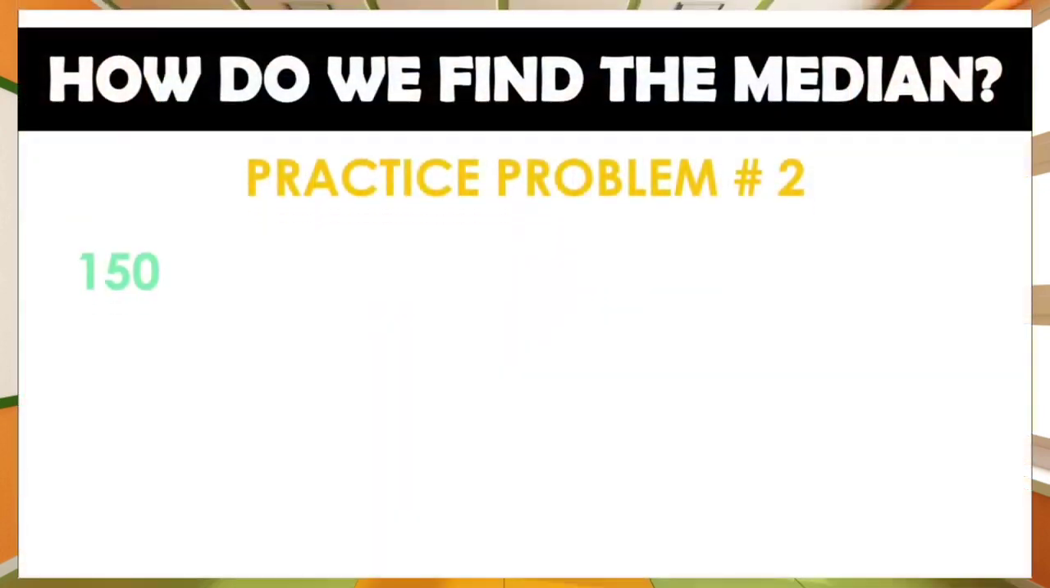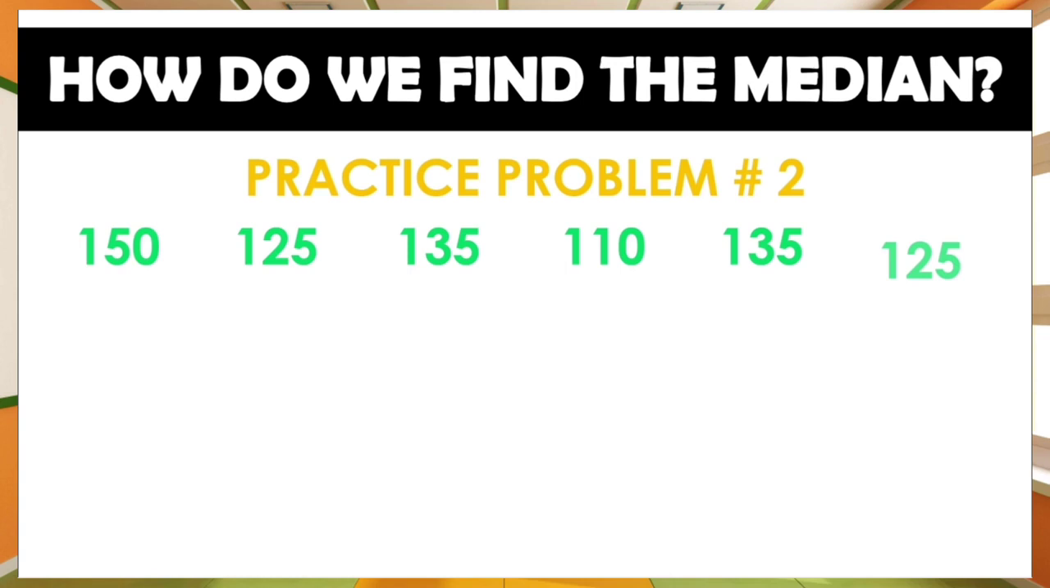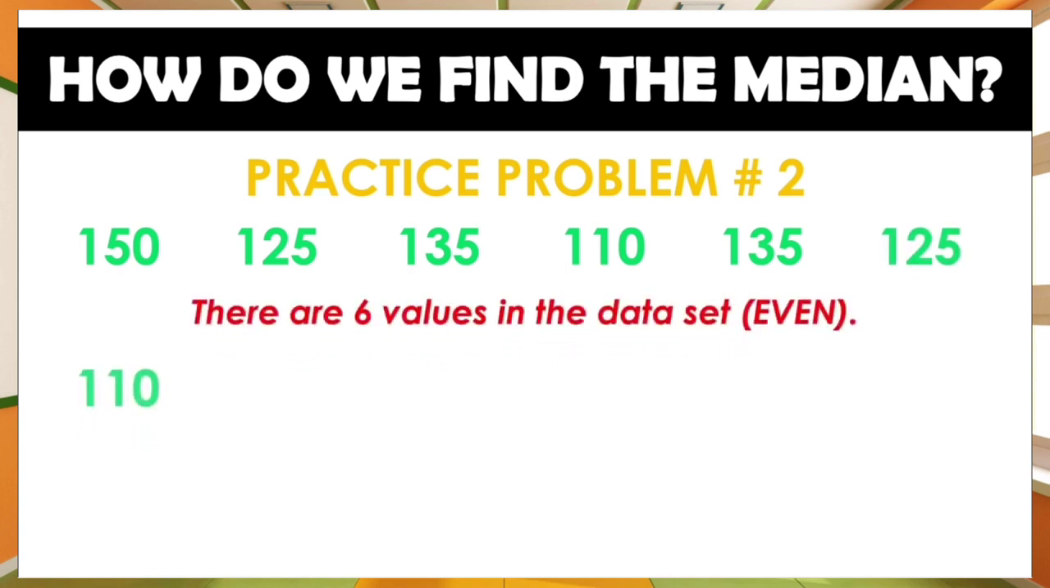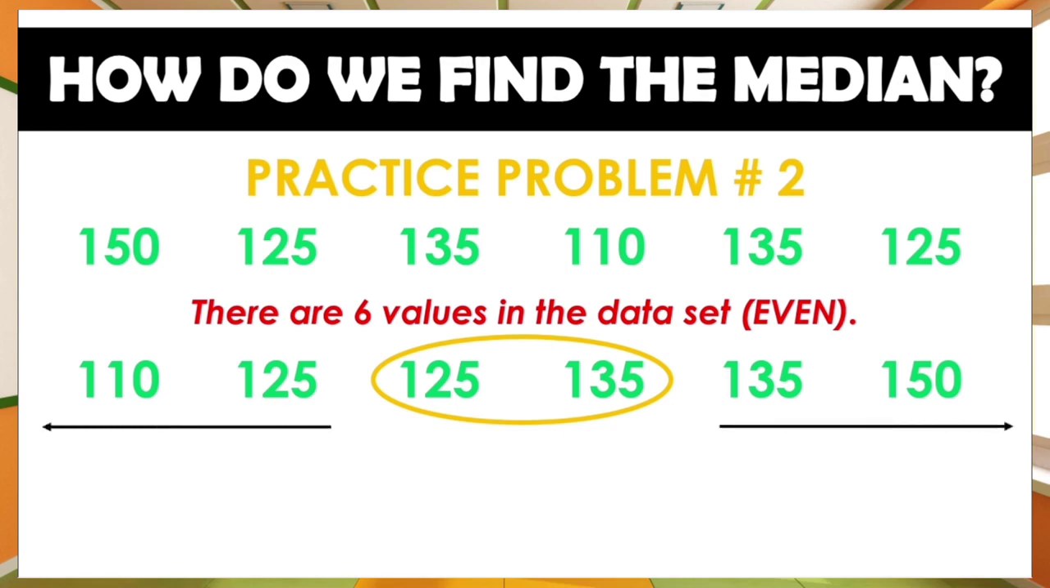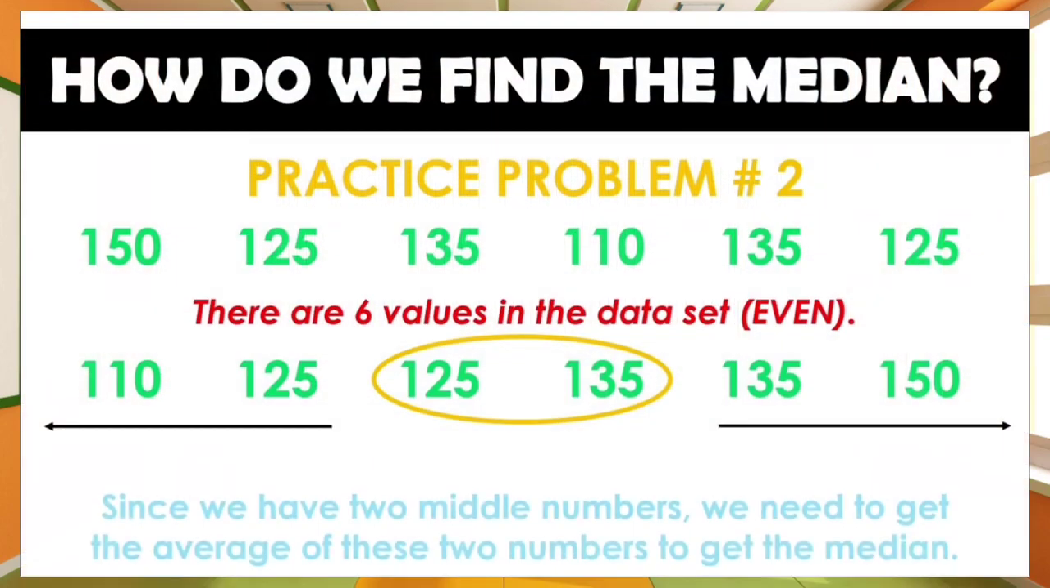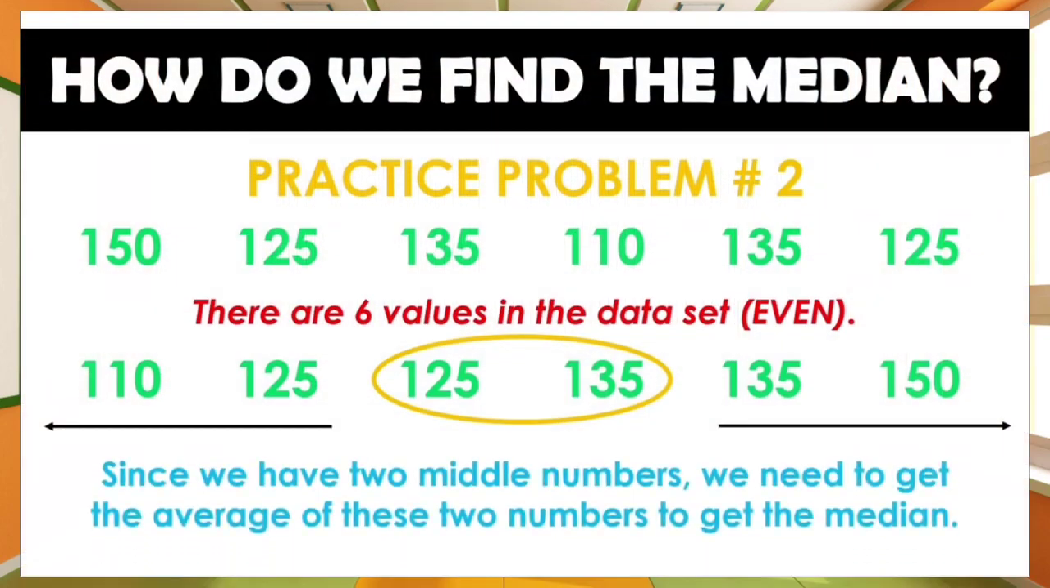For the median, we arrange first the data from lowest to highest. So we have 110, 125, 125, 135, 135, and 150. As you can see, we have 6 values in the data which is even. This means that we have two middle values. Based on the arrangement, our two middle values are 125 and 135. To get the actual median of the data, we need to get the average of these two values.